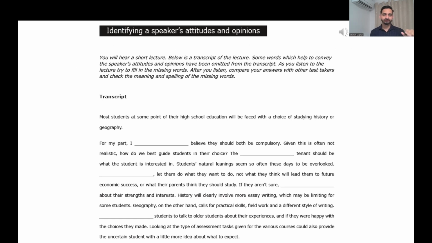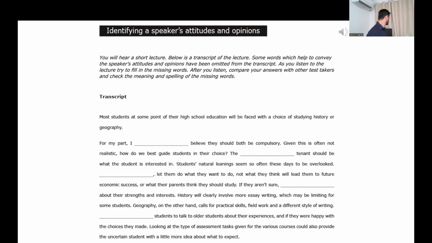Okay, now I'm going to play a recording and I want you to fill in the gaps. You will hear a short lecture. Below is the transcript of the lecture. Some words which help to convey the speaker's attitude and opinions have been omitted from the transcript. As you listen to the lecture, try to fill in the missing words. So let's listen and fill in the gaps first.